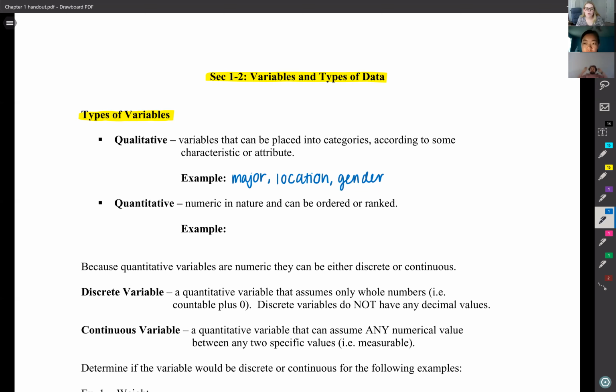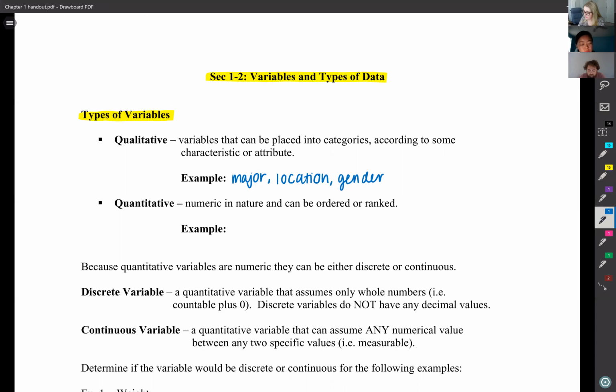Okay, and then quantitative is numeric in nature and can be ordered or ranked. So these differ a little bit because they are numeric. So the last one with qualitative, I had major, location. Those things are not numeric. Also, you can't really rank those. I can't say that one major is better than the other. I can't rank them. But quantitative variables can be ranked.